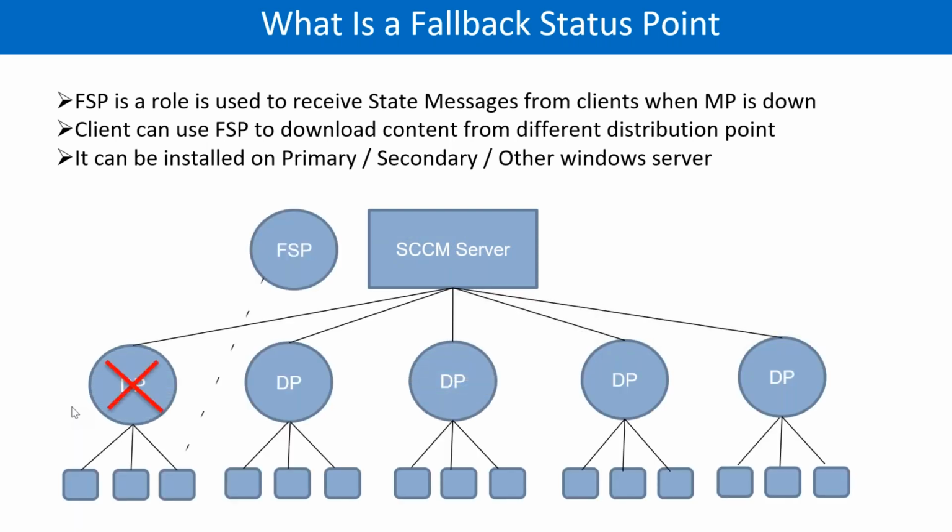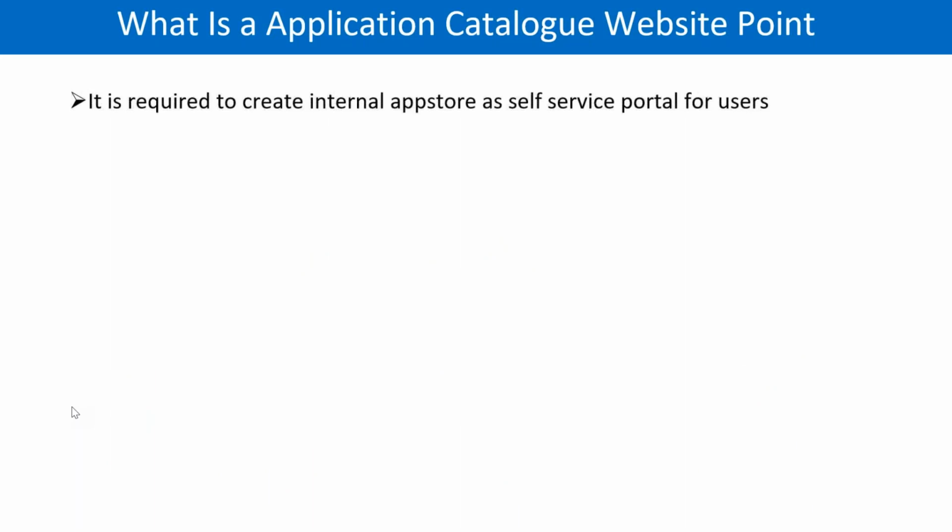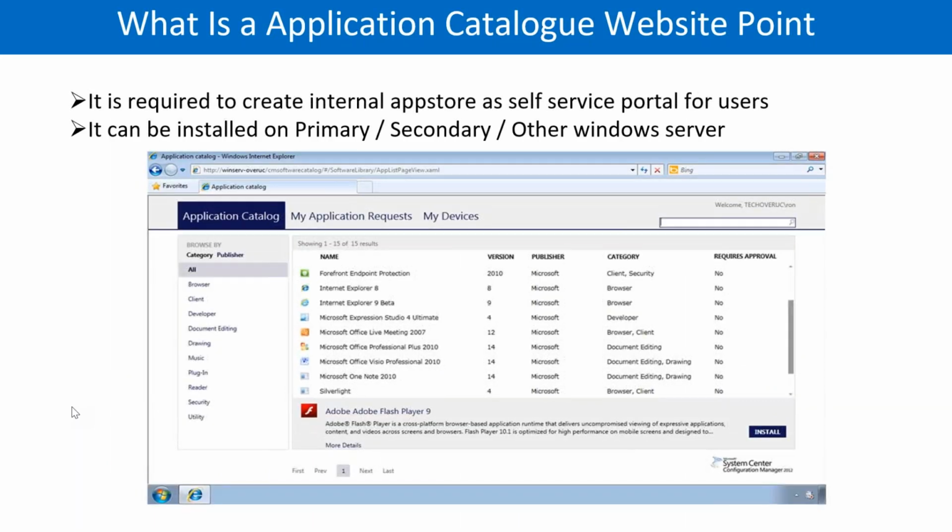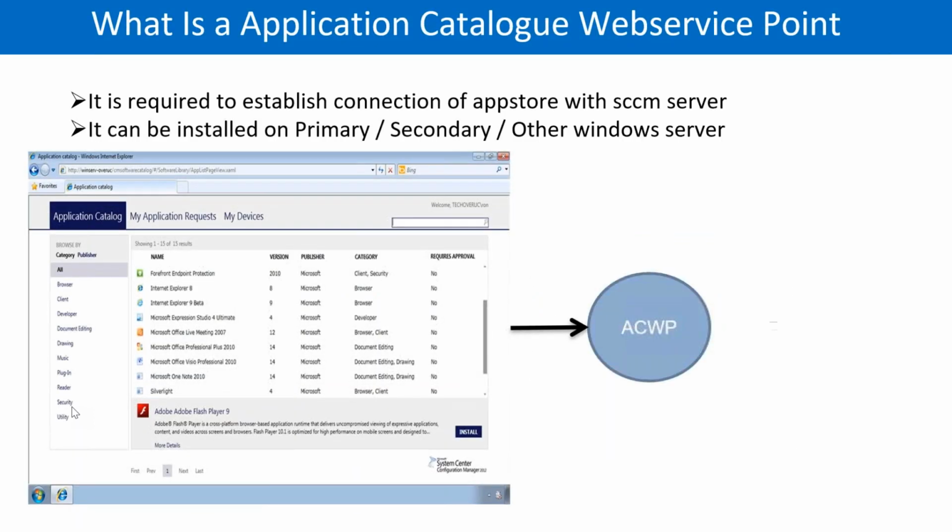This is not important, so I'm gonna skip this one. This application catalog website point is retired. That is no more there in SCCM, so I'm gonna skip that one.